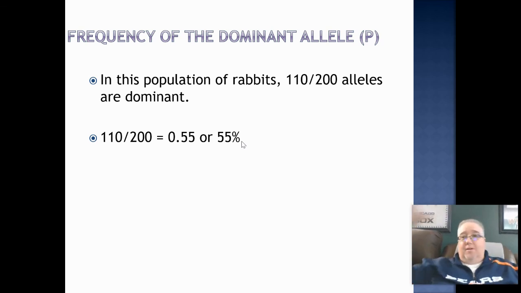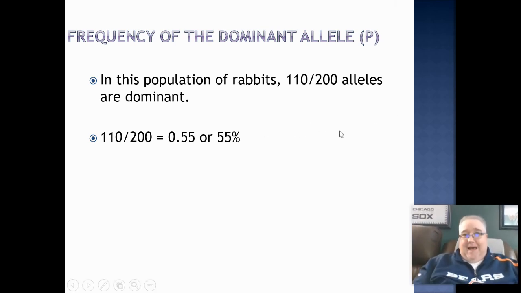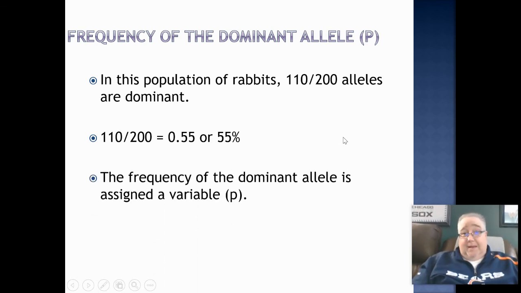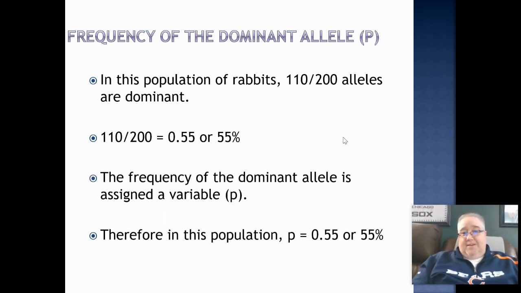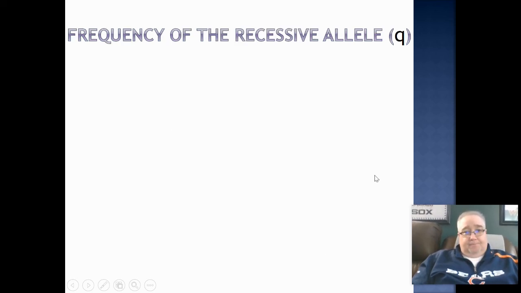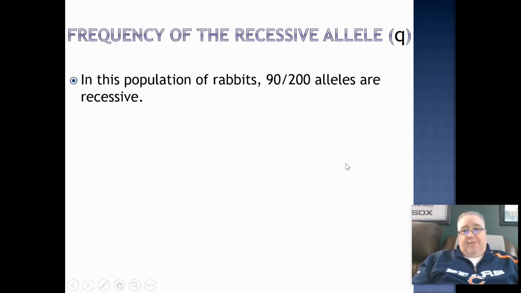If you threw all of these genes into a hat and reached in and grabbed one, there's a 55% chance that gene is going to be a dominant gene. That's what that tells us. Okay. So the frequency of the dominant allele in this case is 55%. But again, you can write it as a decimal or you can write it in percentage form. I would prefer that you wrote it as a decimal, and you'll see why that is in a minute.